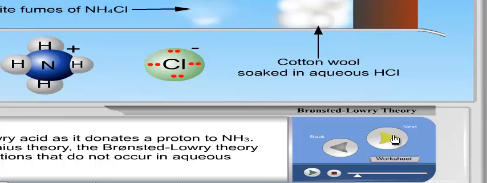Answer: hydrogen chloride is a Bronsted-Lowry acid as it donates a proton to ammonia. Thus, unlike the Arrhenius theory, the Bronsted-Lowry theory can be applied to reactions that do not occur in aqueous solutions.